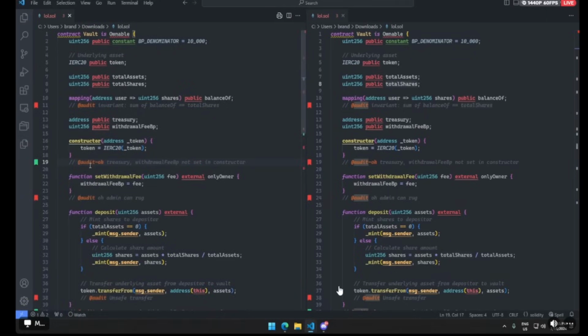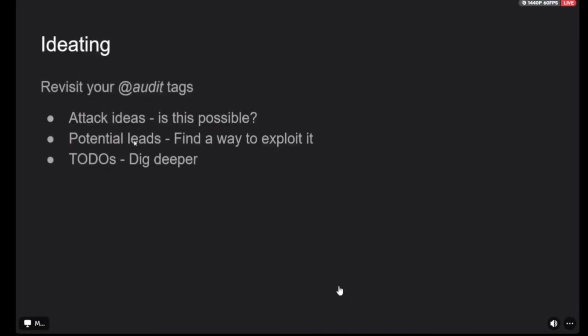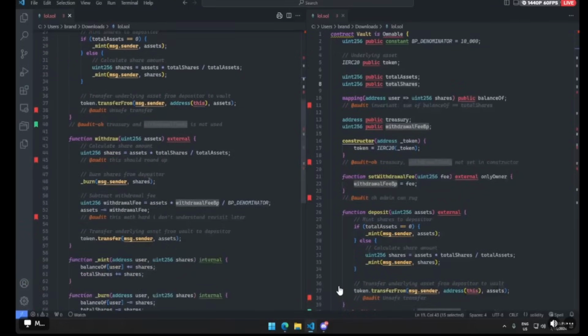So I'll say okay, this is fine. It doesn't set, but there's nothing I can do about this. A bug potential lead will be an example of this.